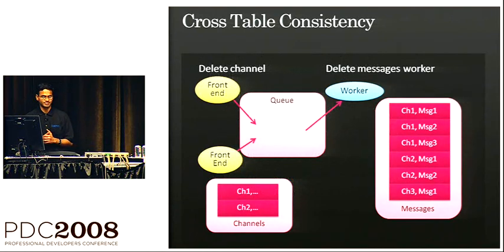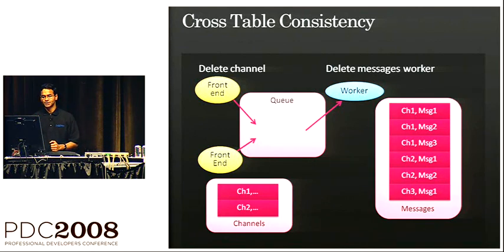Let's look at that with an example. So we have the two tables, channels and messages. We have a queue, and we have two front ends, and we have a worker. Now let's talk a little bit about the queue. Windows Azure provides lots of services. We've been talking about the table service for the past hour. But in addition, it supports blobs and queues. Now, queues are going to be very useful for ensuring that this cross-table consistency works.